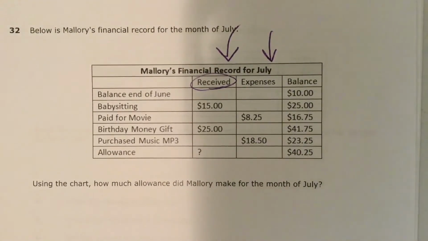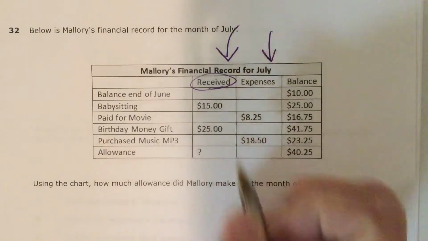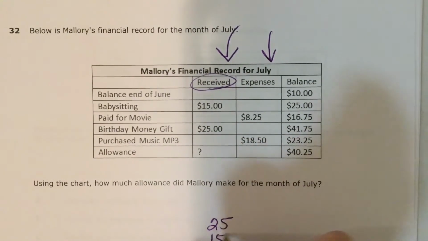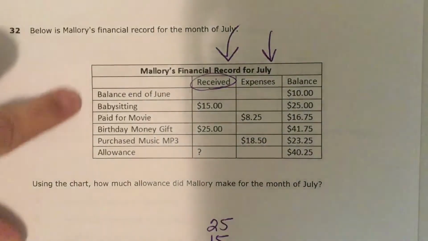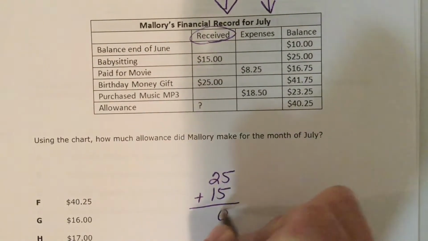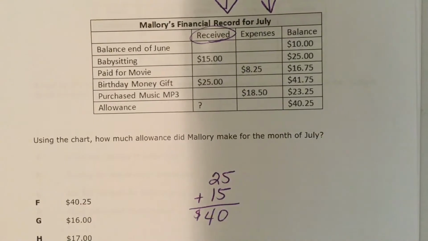Okay, so if we're looking at the amount that she's received, we see that she has received $25 and $15 in babysitting and birthday money. All right. So she's earned $40, but she has spent.